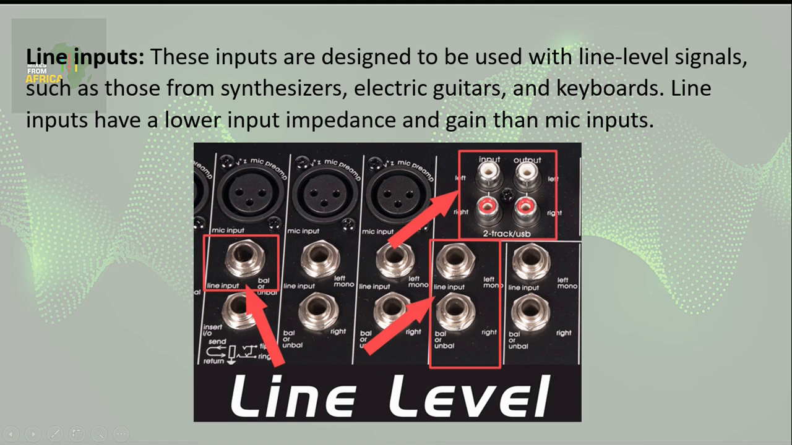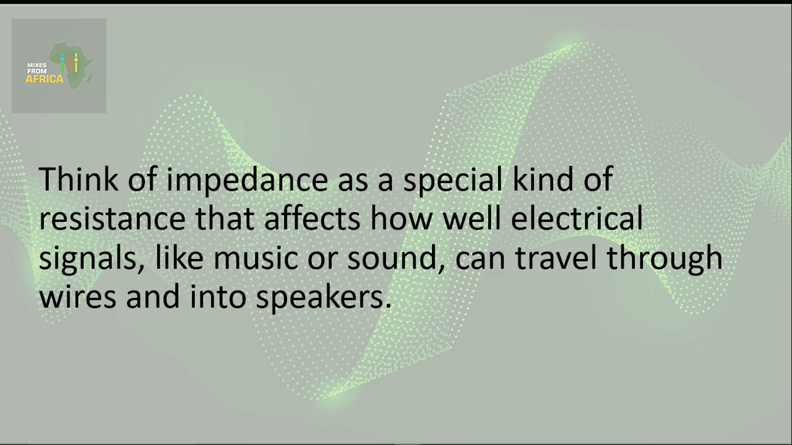Line inputs or instrument inputs are designed to be used with line level signal, such as synthesizers, electric guitars, and keyboards. Line inputs have a lower input impedance and gain than mic inputs. What does that mean? Think of impedance as a special kind of resistance that affects how well electrical signals, like music or sound, can travel through wires and into speakers.